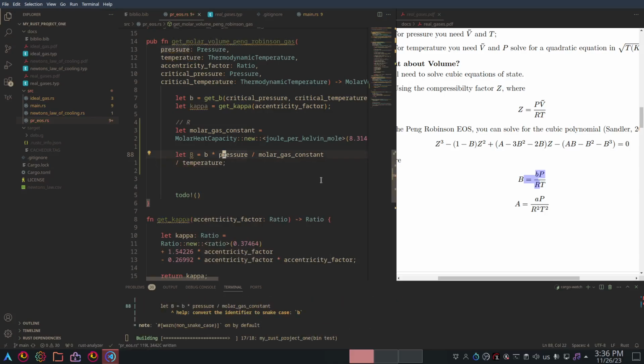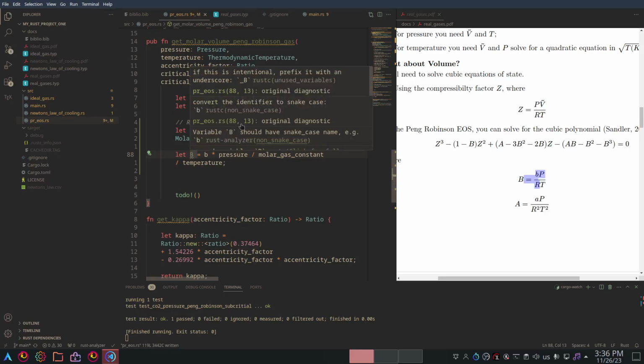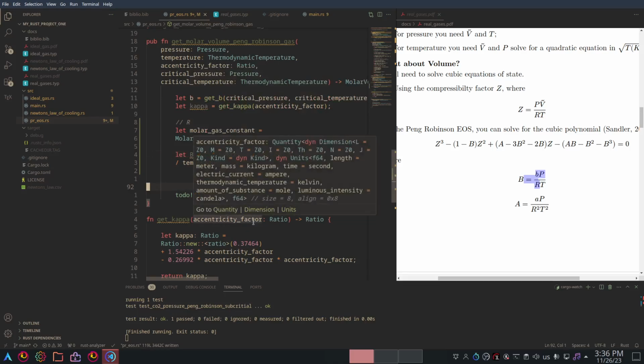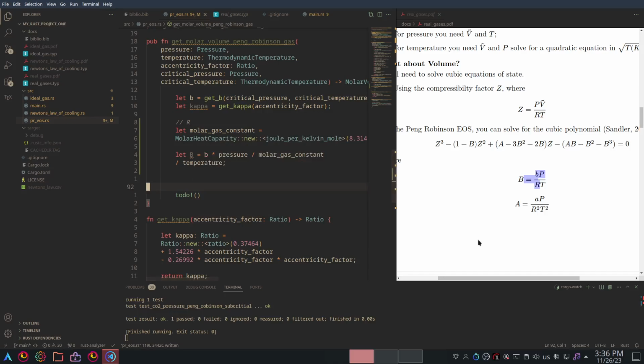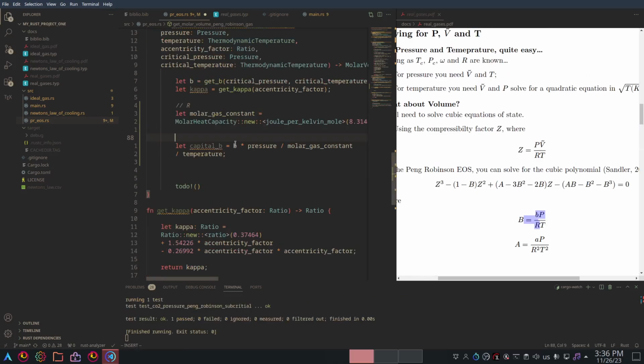That is the B. Again, B is not used, and Rust is complaining that it should have a snake case name. Well, I'm going to try to conform to that. So I'd rather call this capital B. It's this big B over here, but at least Rust doesn't complain about it. So this is the B.